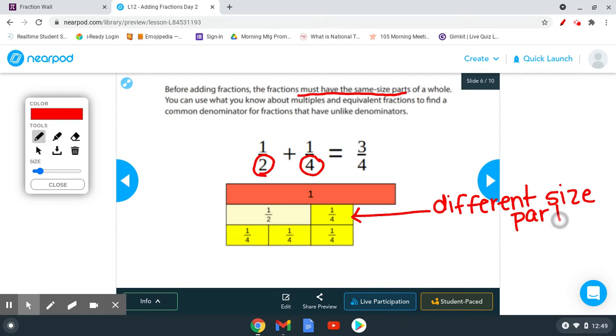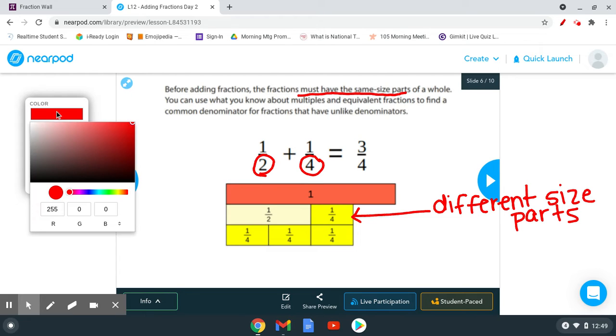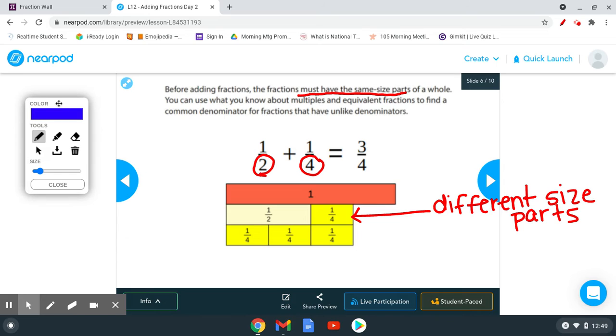And that's very easy to see. You can see that the white block is bigger than the yellow block. So now let's take a look at what we need to do. It says you can use what you know about multiples, which we're going to look at a little bit more on the next slide, and equivalent fractions to find a common denominator. Well, common denominator means same size parts.